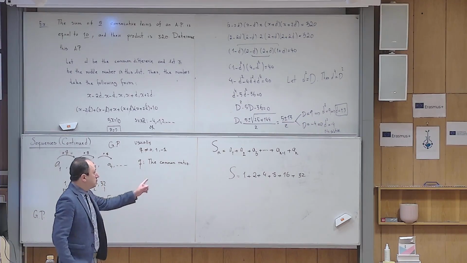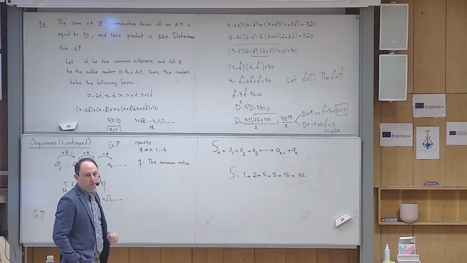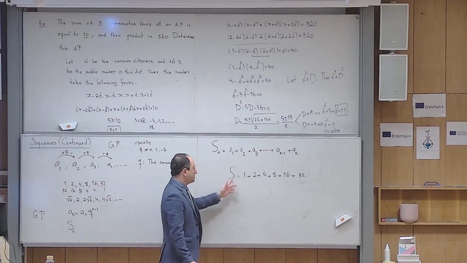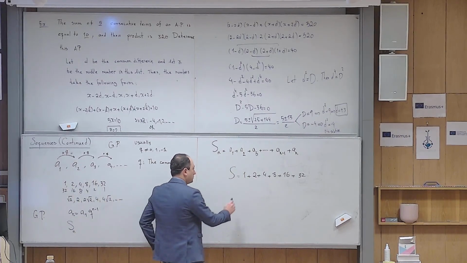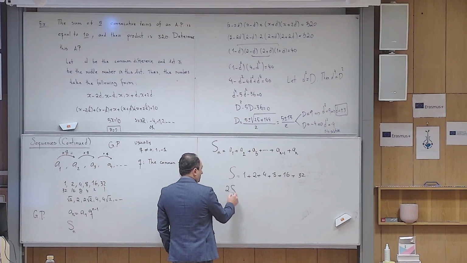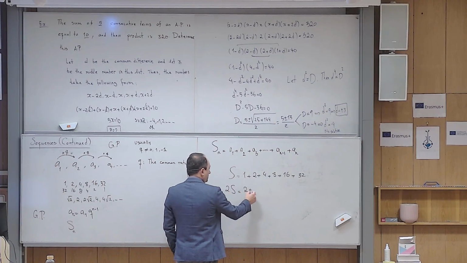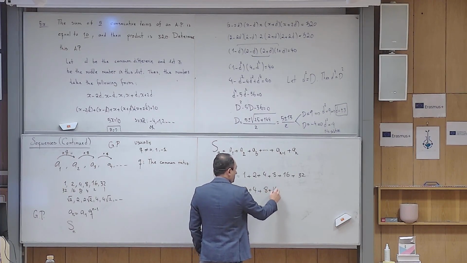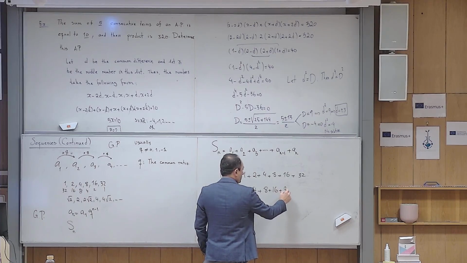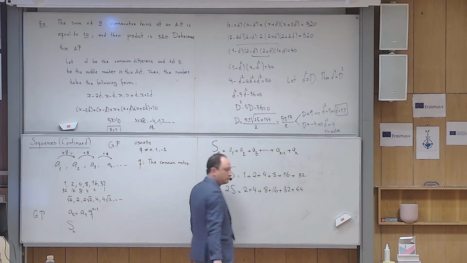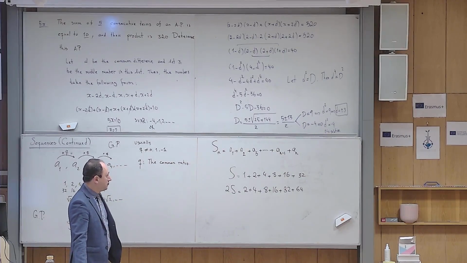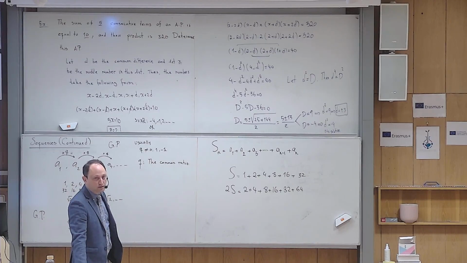The idea is to multiply both by the common ratio. In this case, it is 2. So I multiply everything by 2. What happens? This becomes 2, this becomes 4, this becomes 8, this becomes 16, this becomes 32, and then 64. Do you see what I am going to do now? I want to find S. What do you think I will do?